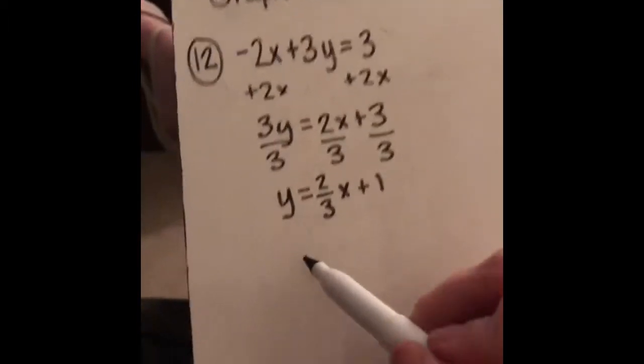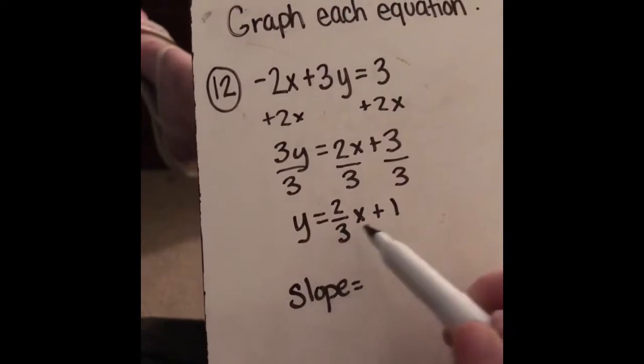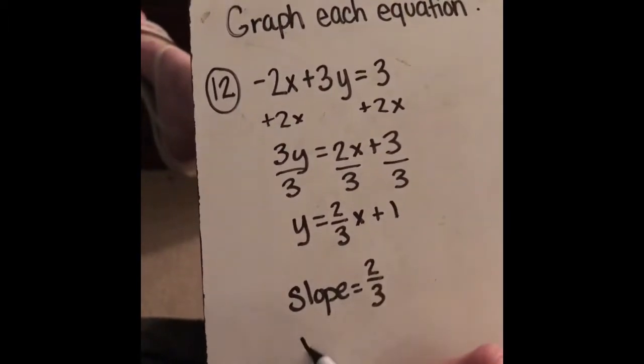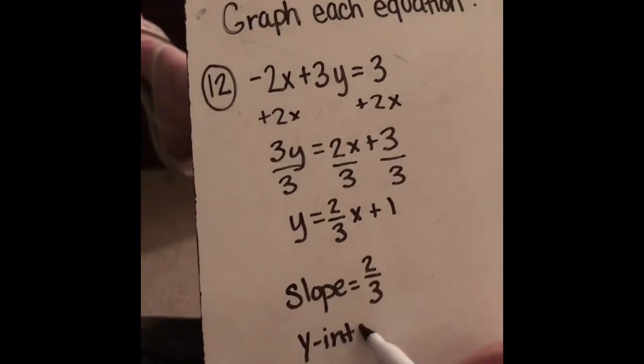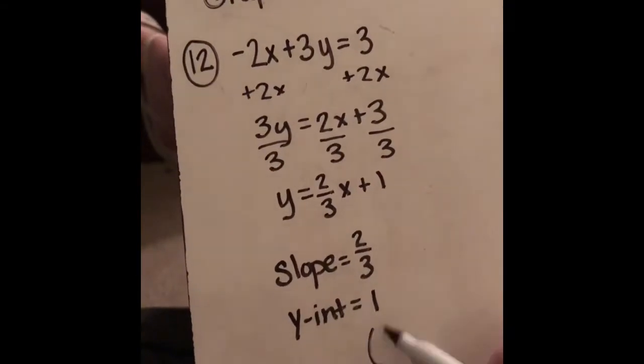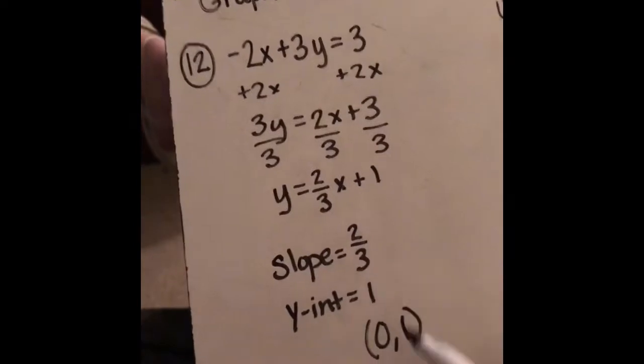Okay, so now we know that our slope is 2/3, and our y-intercept is 1, which is also, because it's on the y, it's not x, it's y, so it's (0, 1), okay? First we plot this point. So we go here, nothing on the x, so we're going to go up here. This is (0, 1), okay?